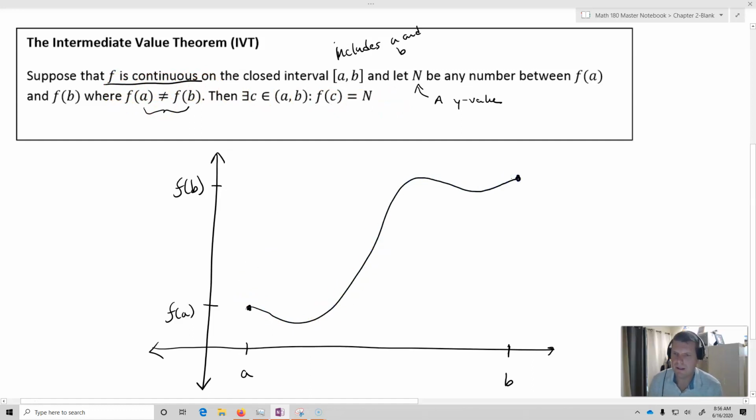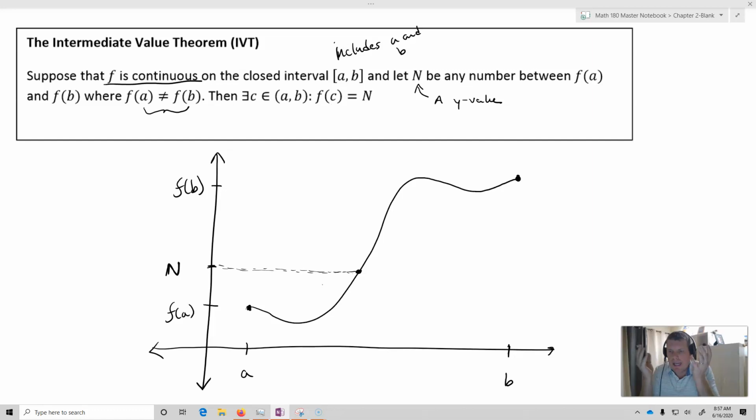There is my function. It doesn't have to look like that, but it does have to be continuous on this closed interval, meaning that we also have values for a and b. Now, I'm going to pick an n. Here's n. If I take n and go out to the function, I see that the function does hit at n. In fact, it has to, because it's continuous. There's no breaks here.